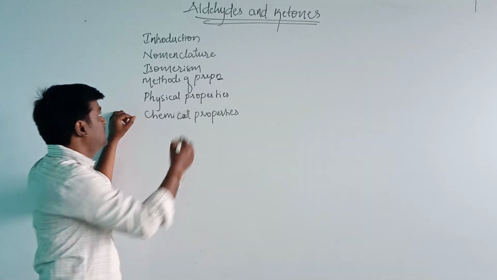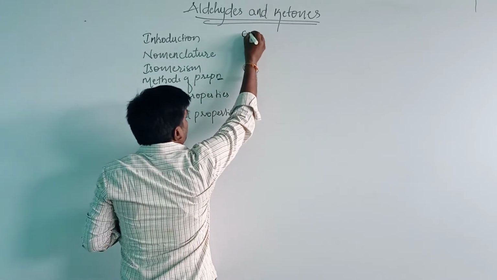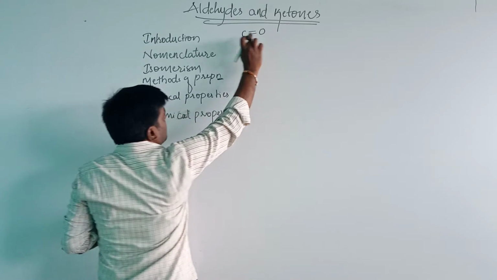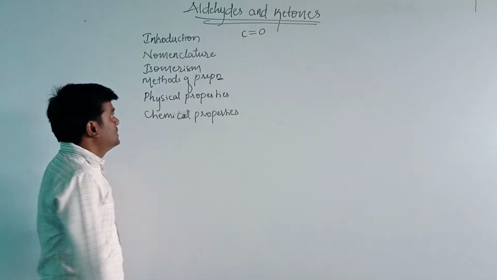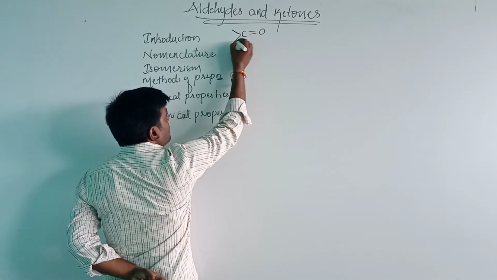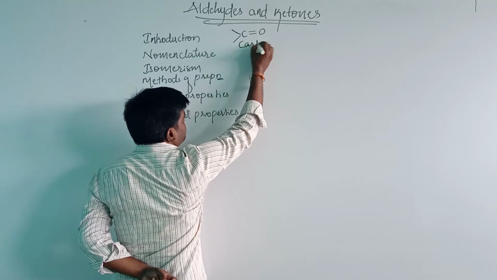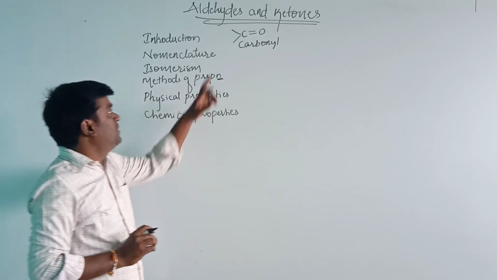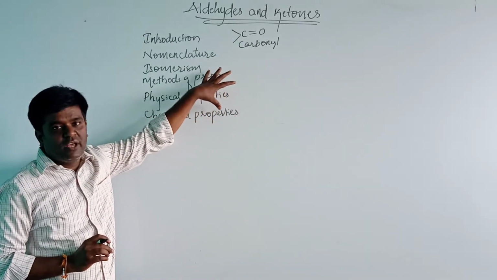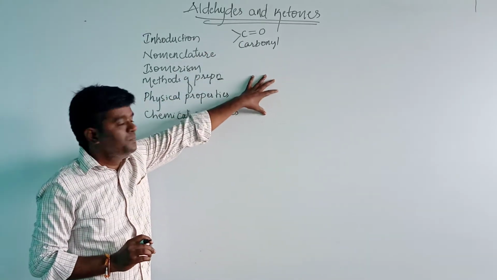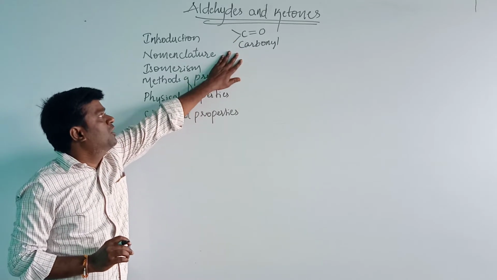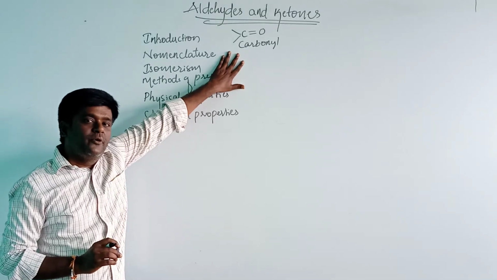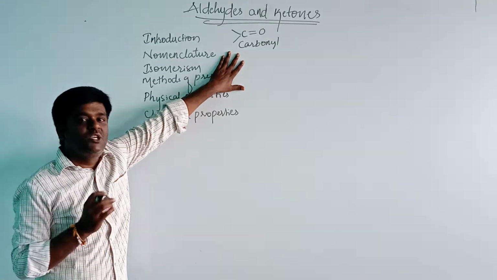The aldehydes and ketones are carbonyl compounds in which carbon is bonded with oxygen with the help of a double bond. Such types of compounds are known as carbonyl compounds. Carbonyl means the compounds which contain a carbon and oxygen double bond. Based on these carbonyl compounds, we can identify whether the given compound is an aldehyde or a ketone.